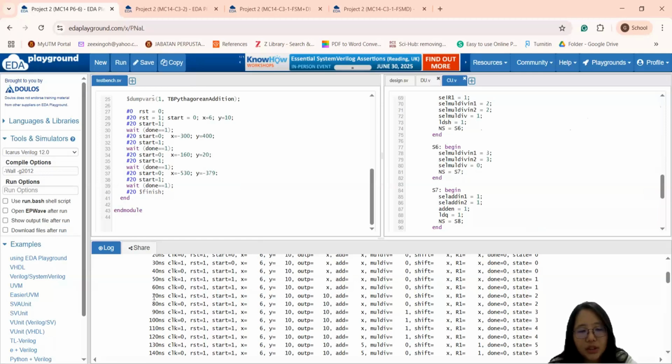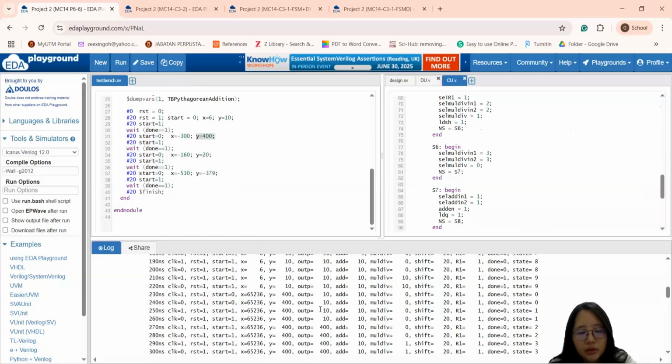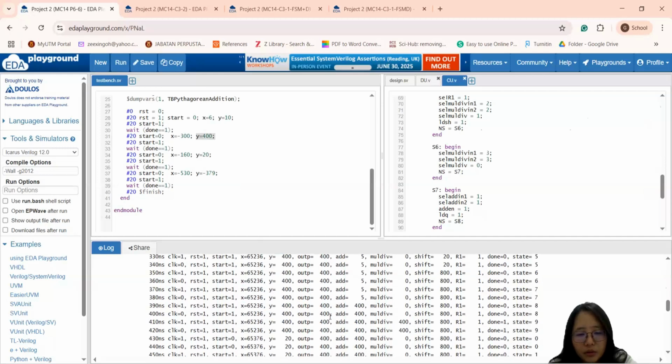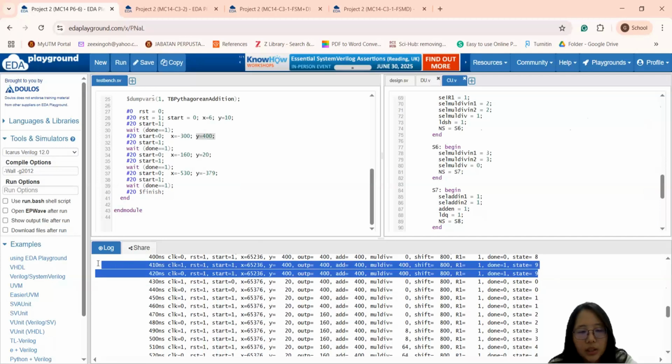So here we can see it is able to handle negative values when I put negative x equal to negative 300 and y equal to 400. So x will equal 65236 as negative 300 and y equal to 400. And I will get the result of 400 as I just said. We will get the largest value. So 400 is the answer.